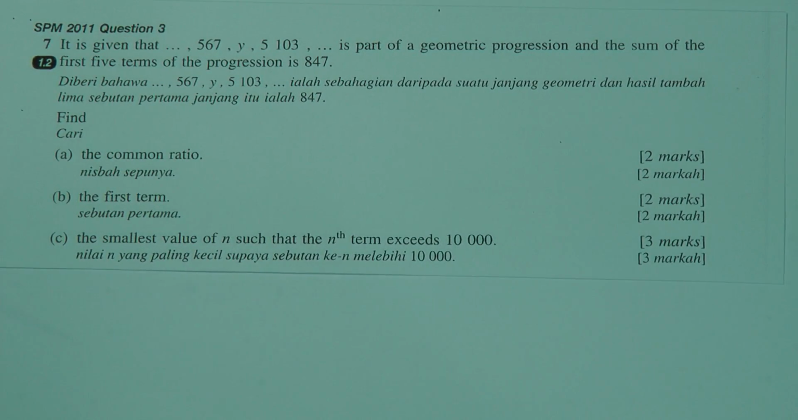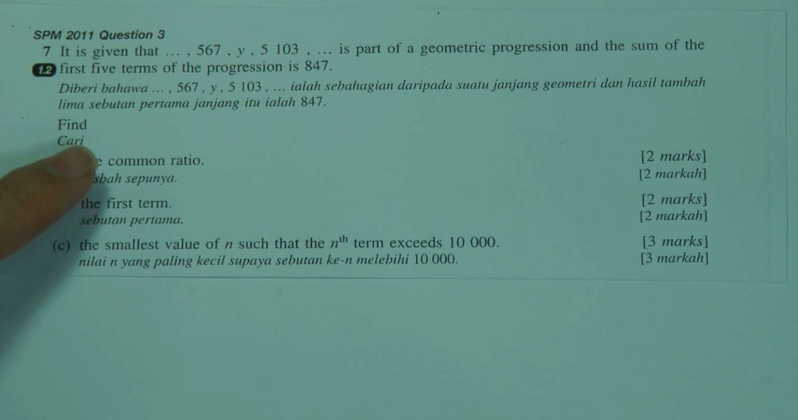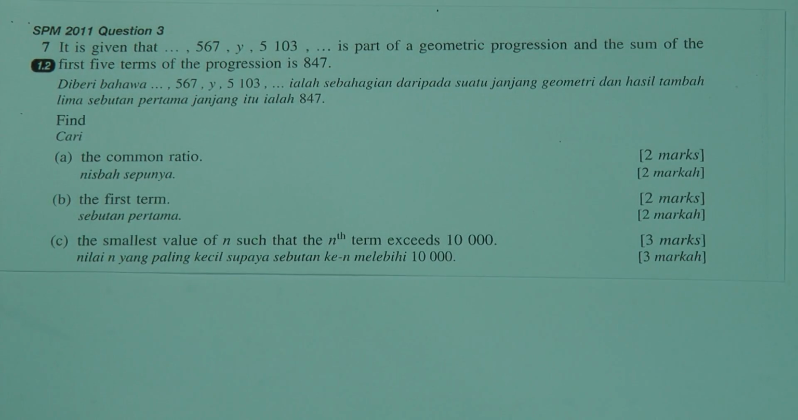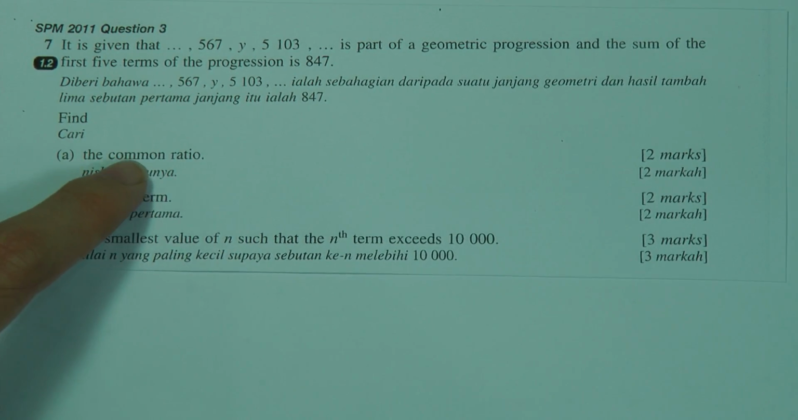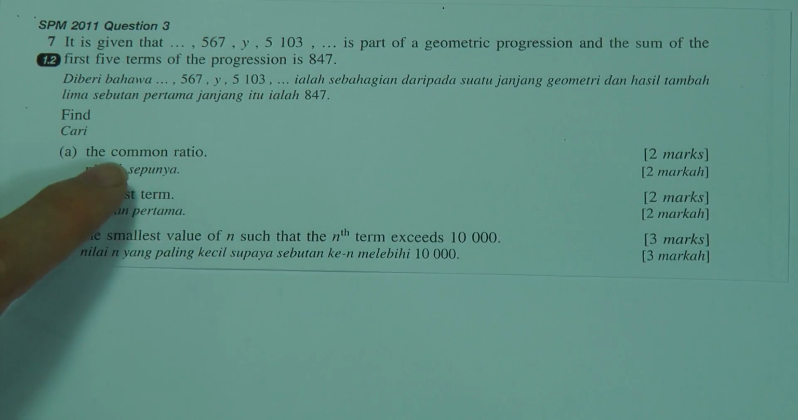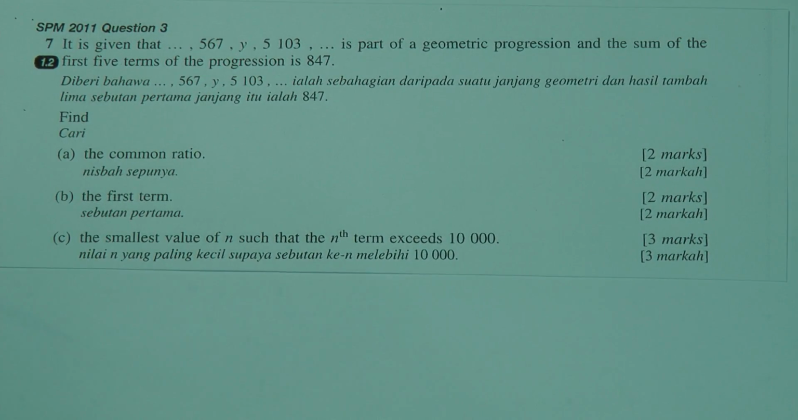In this question he didn't tell you whether it is an arithmetic progression or a geometric progression. But when he asks you to find the common ratio, it means this is a geometric progression. If this were an arithmetic progression, he would say find the common difference. When he says find the common ratio, you definitely know this is GP already. GP stands for geometric progression. So it's very simple for part A.